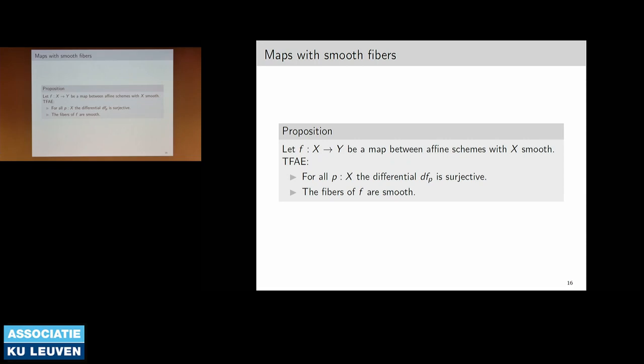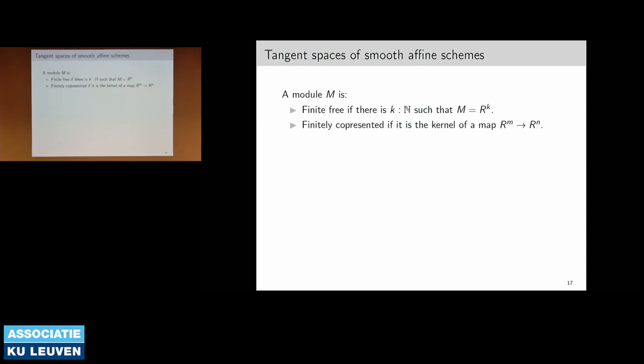So we can prove this, but I will not explain why. But using this, we can prove something about tangent spaces of smooth affine schemes. So I need to give a couple of definitions. An R module is finite free if it is of the form R^k for some natural number k. And it is finitely co-presented if it is the kernel of a linear map between finite free modules.